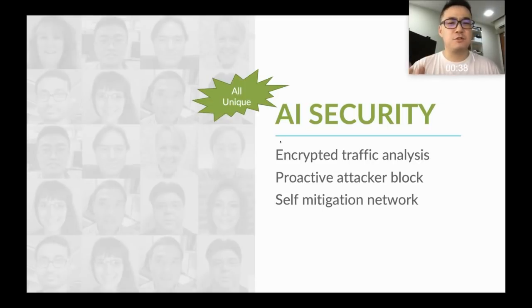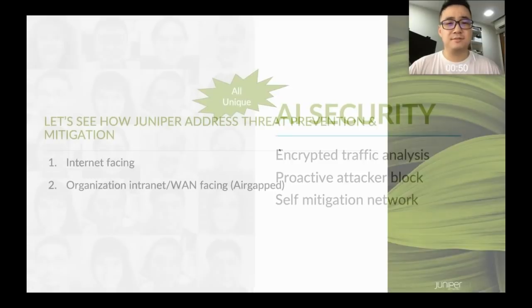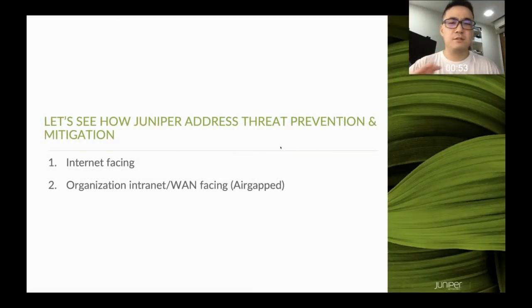Today I'm going to talk more, from the security perspective, about all the unique features from Juniper Networks. For example, the encrypted traffic analysis, the proactive attacker block, and the self-mitigating networks. I'm going to explain the features and details in different scenarios to make sure they suit all different kinds of needs. The first one is internet facing. The second one is intranet or WAN facing, the kind of air-gapped environment.